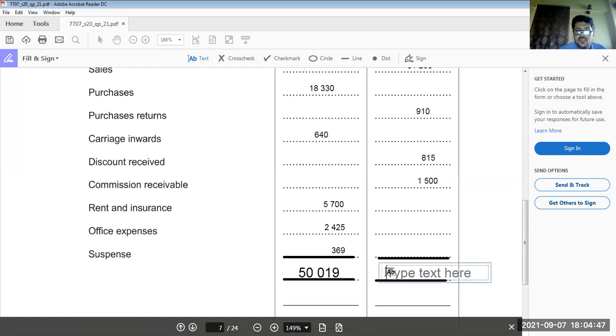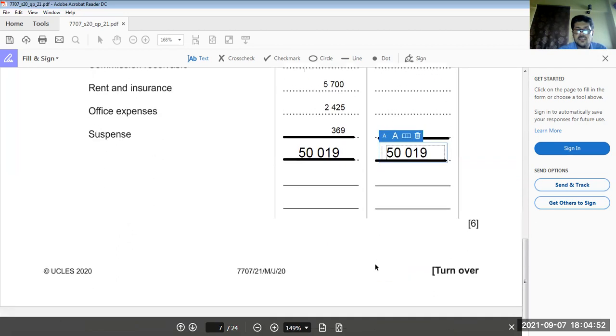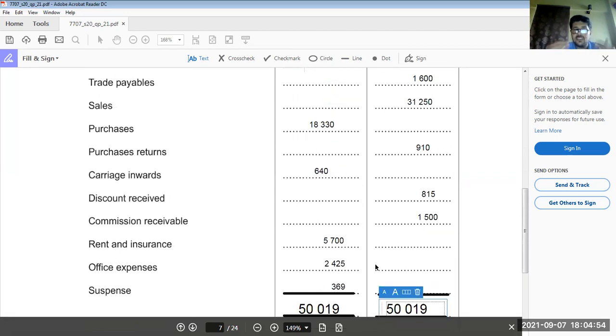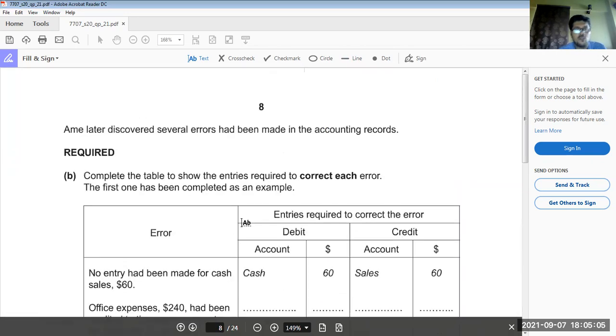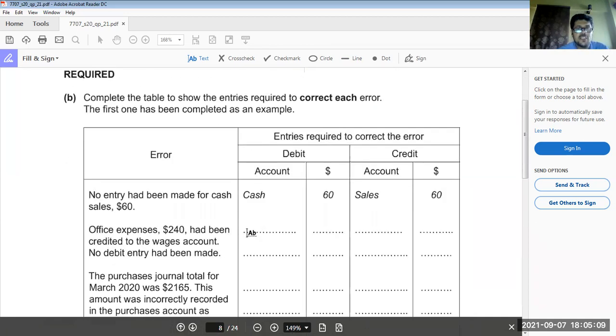This is how we make it. We take the totals of debit and credit, and the suspense will be reported on the lighter side of the trial balance. Then we have the discretionary arrangements in the accounting record. Complete the table to show the entries required.